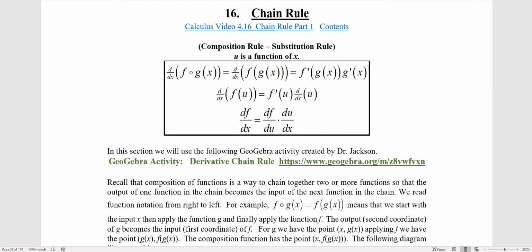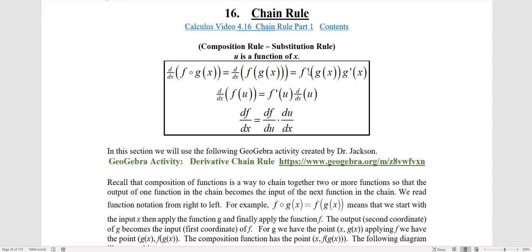In this video we're going to start looking at the chain rule. In our last video we reviewed what we meant by composition of functions. Another name for the chain rule could be the composition rule or the substitution rule. The official name is the chain rule for derivatives, but it could be called the composition rule because we're taking the derivative of a composition of functions f and g. The derivative of f composed g of x, or in other words, the derivative of f of g of x.